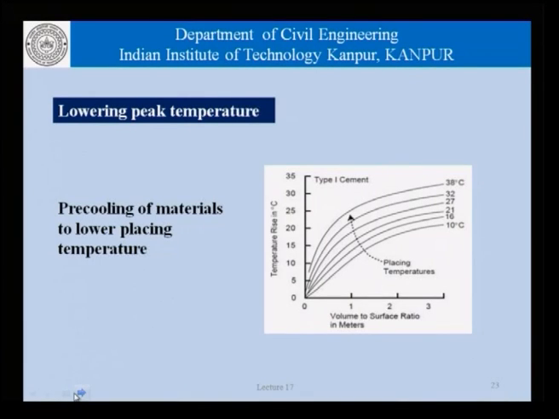We had talked about pre-cooling, that is the use of materials such as crushed ice, cooling of aggregates and so on, in order to lower the placing temperature. Now, how much the placing temperature should be is a different discussion that engineers need to have, but from this graph we can see that if we are able to reduce the placing temperature this way, then the amount of temperature rise that we get for a given volume to surface area ratio becomes smaller, and that is what our target should be.